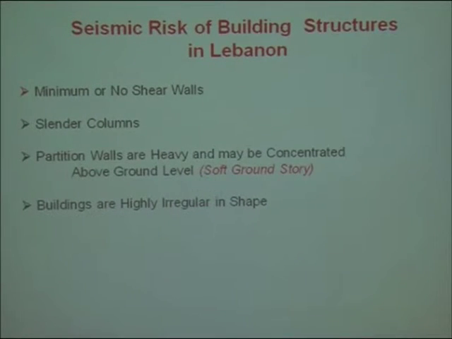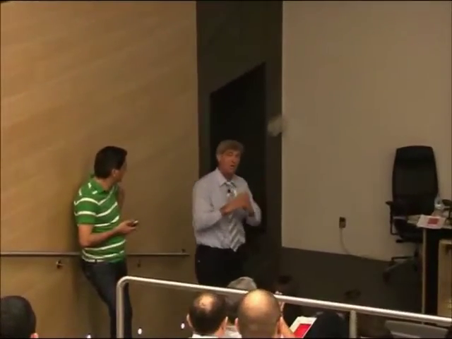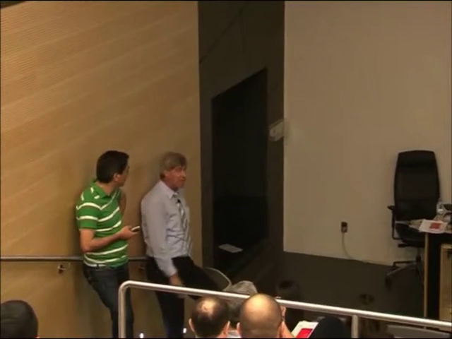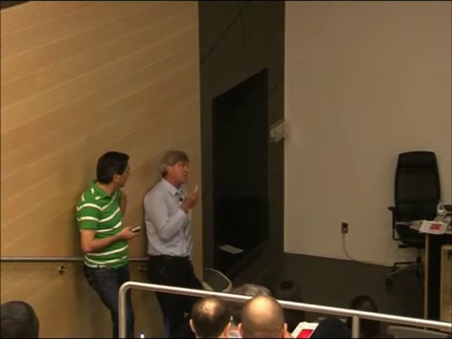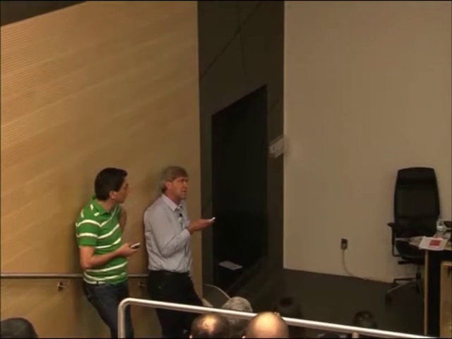Buildings are highly irregular in shape, and irregularity attracts earthquake stresses in a way that we can't really predict. Buildings are adjacent in heavily populated areas, and building adjacency means what? That buildings can hit each other during the earthquake because of their vibration, causing what we call pounding damage. Pounding damage contributed to 15% of the failure in the Mexico City earthquake in 1985.